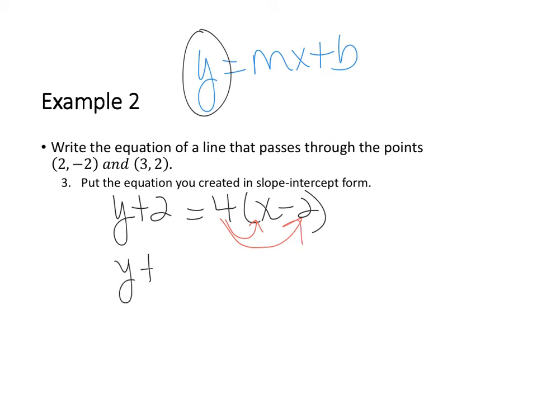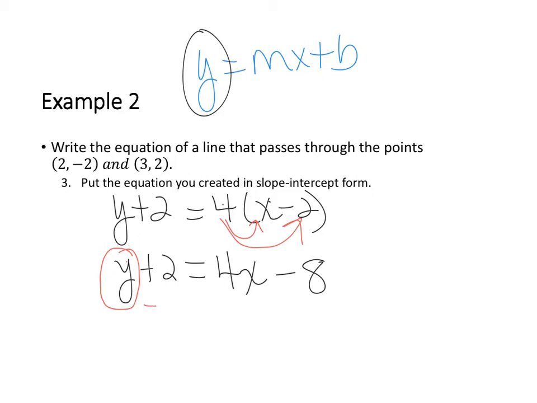So I still have my y plus 2 over here, and I'm going to distribute the 4. I'm going to multiply it by the x. That gives me 4x. And I'm going to distribute my 4 to the negative 2. That means I'm going to take 4 and multiply it by negative 2, and that gives me a negative 8. Alright, now for it to be in slope-intercept form, that y has to be by itself.